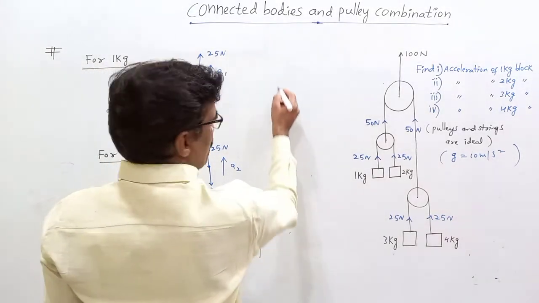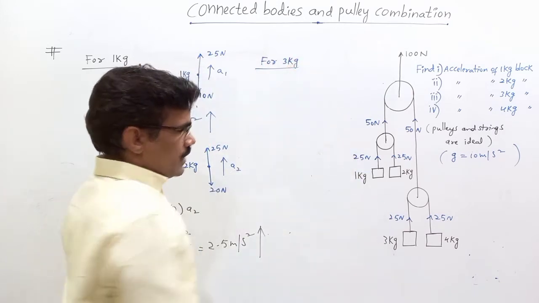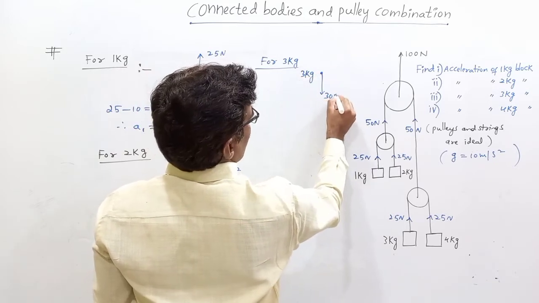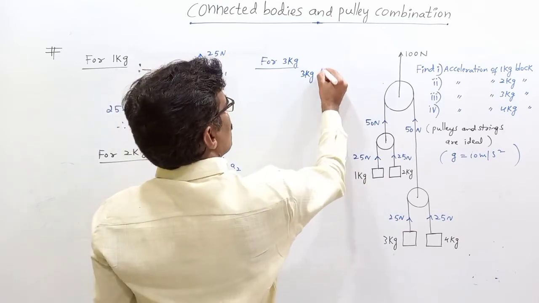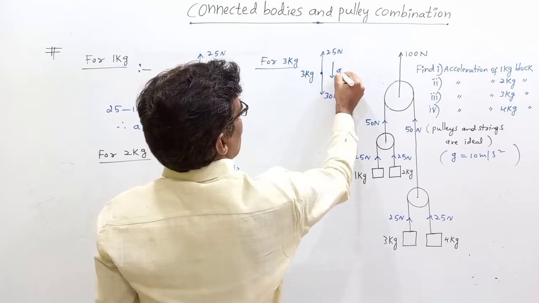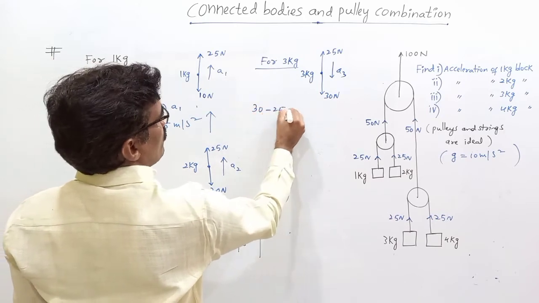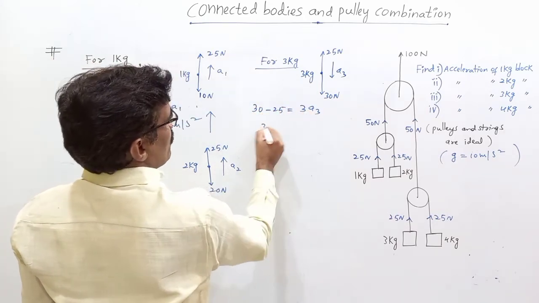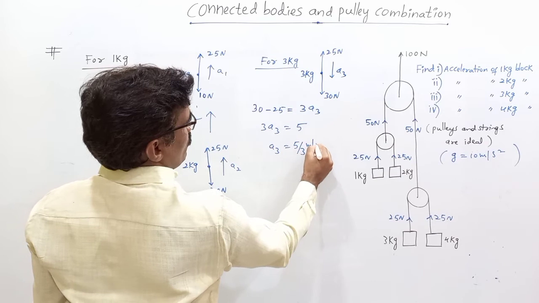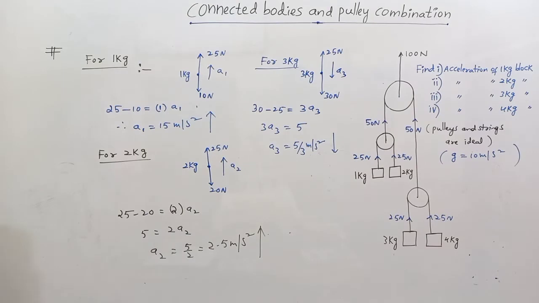Okay, sir. What about the 3 kg block? What forces are acting on the 3 kg block? One is its weight vertically downward, and the tension in the string is 25 upward. But 30 is more than 25, that's why it is moving in the downward direction. What is the net force? Net force 30 minus 25 equals MA, 3 into A3. 3A3 equals 5. A3 is equal to 5 by 3 meter per second square. Net force is downward, that's why the acceleration is downward.